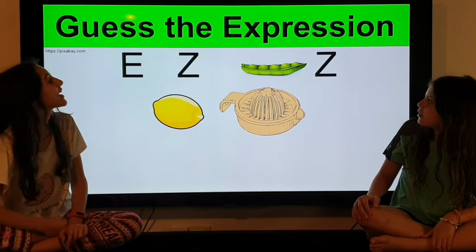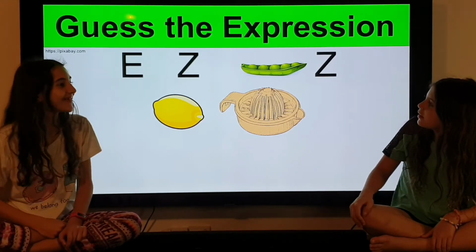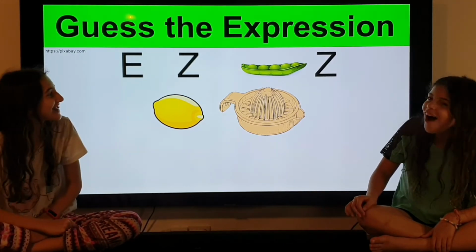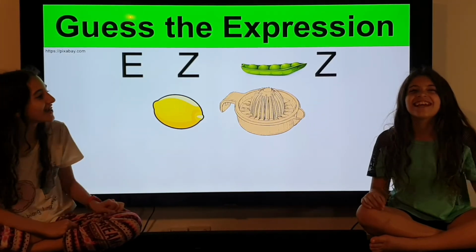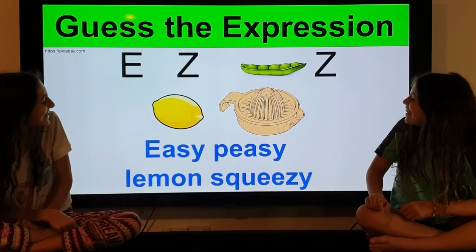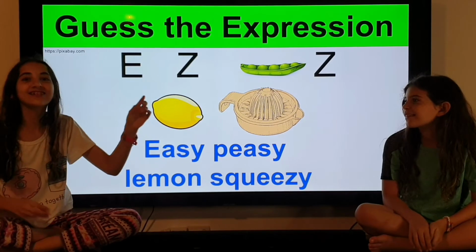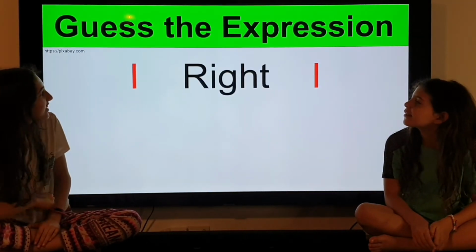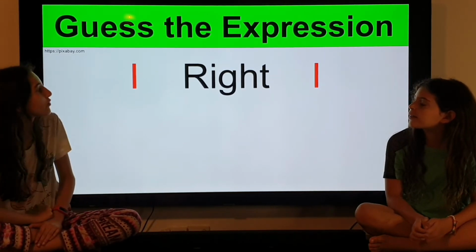Okay, expressions again. Guess the expression. Yes. Easy. I got it! I was gonna say it. 5, 4, 3, 2, 1. This is easy peasy lemon squeezy. That one was easy. As soon as I said easy, I was like, oh my god. Yes. I was like, easy.